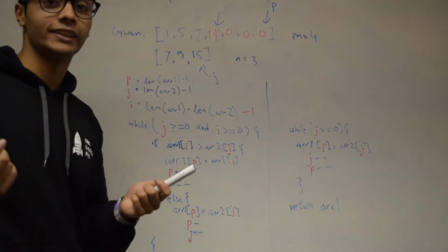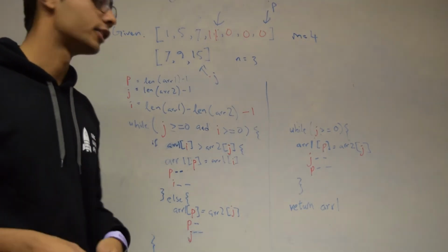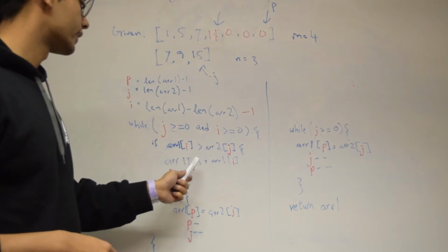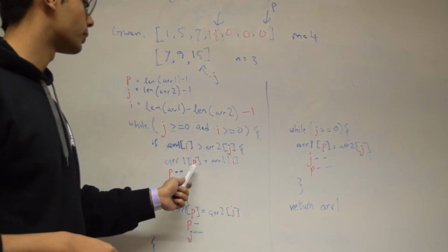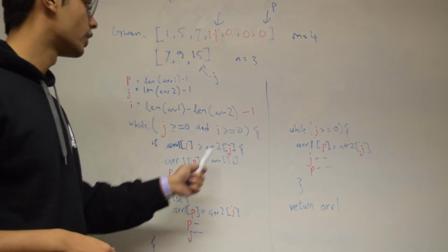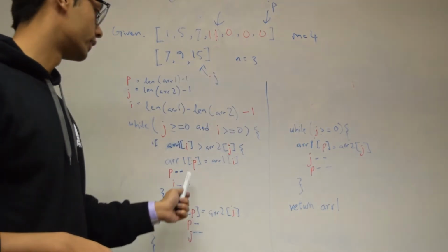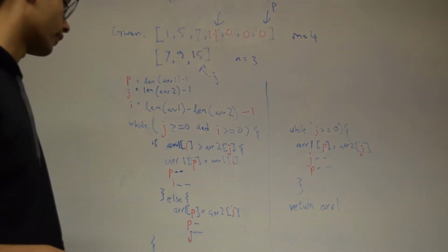And the condition is basically this: we try to find the max. So is i greater than j? If it is, then we set array 1, the position, which is right here, to be equal to the max element. So this is what the if else case takes care of.